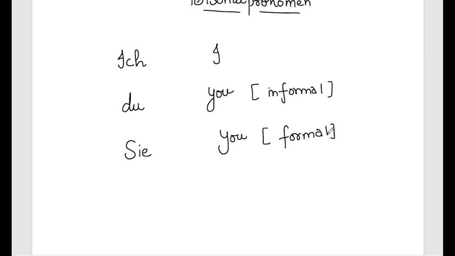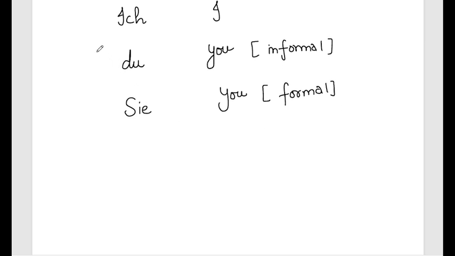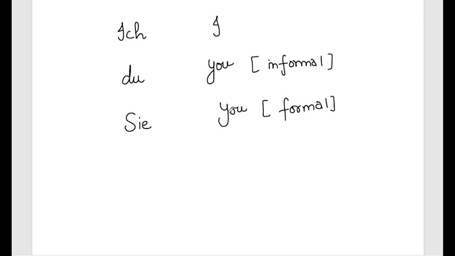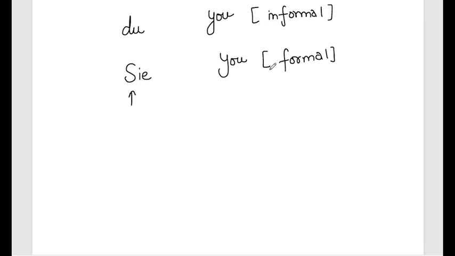formal. Right now I'm not referring to the textbook, so all these lectures would first be regarded as lecture number 0, 0.1, 0.2, 0.3, etc. I'm not following the conventional theme, but the first few lectures are going to be very essential for building a base for further information in German language. So ich is I, du is you, and this Sie, which is always written with a capital letter, is formal.